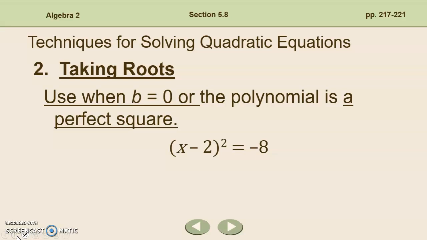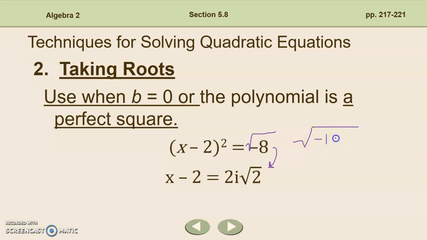And so when we've got x minus 2 squared equals negative 8, what we can do is take the square root of both sides. We get x minus 2, and then the square root of negative 8 is 2i times the square root of 2. In case you're not sure how we got there, here's a quick review.